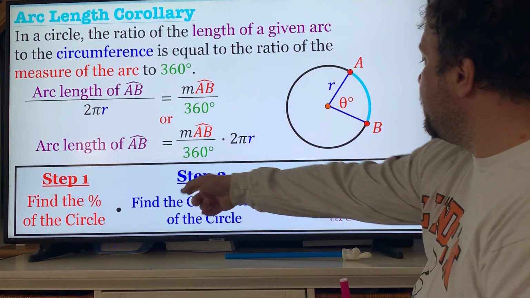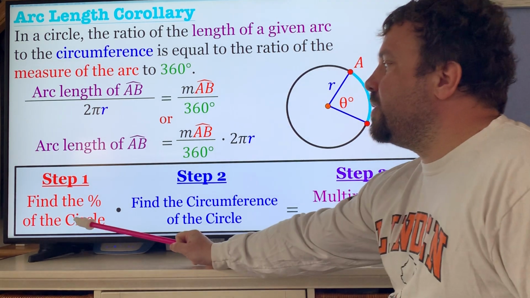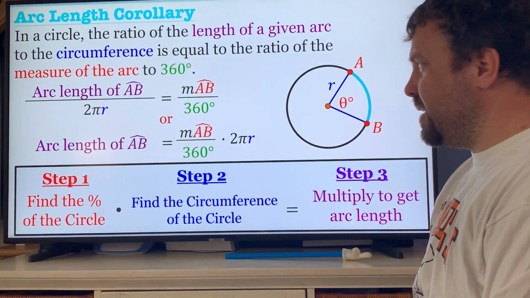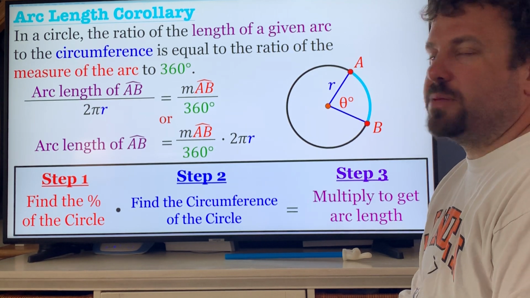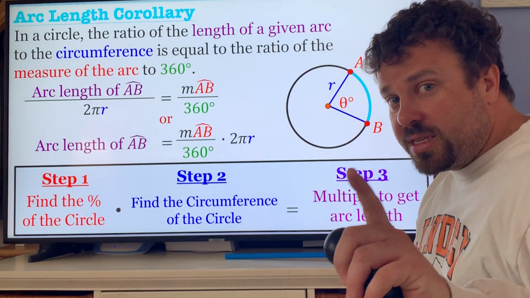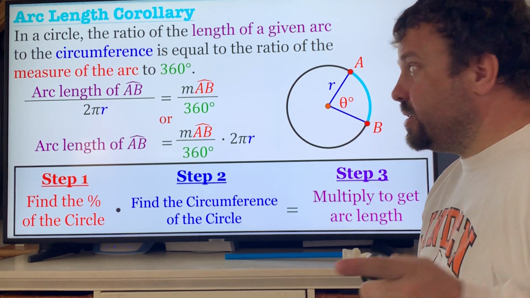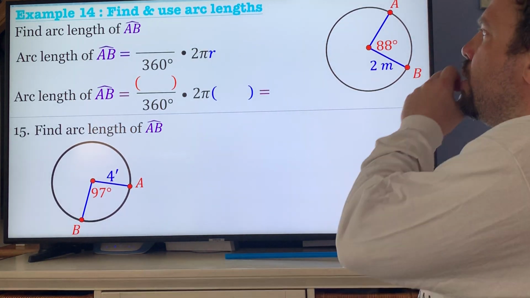Step 3, you multiply the two steps together. So you multiply this times this, and then it spits out your answer. Very, very simple to do. After I do one example, I promise you 2 examples. I promise you again. So let's look.